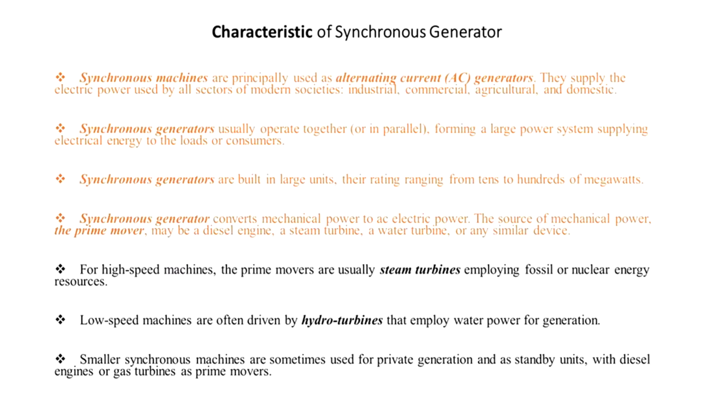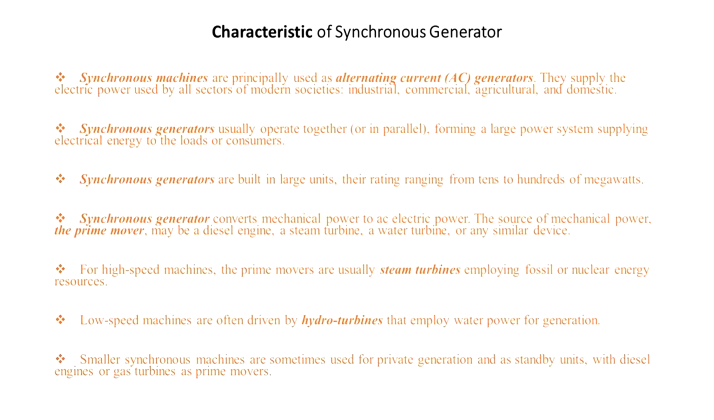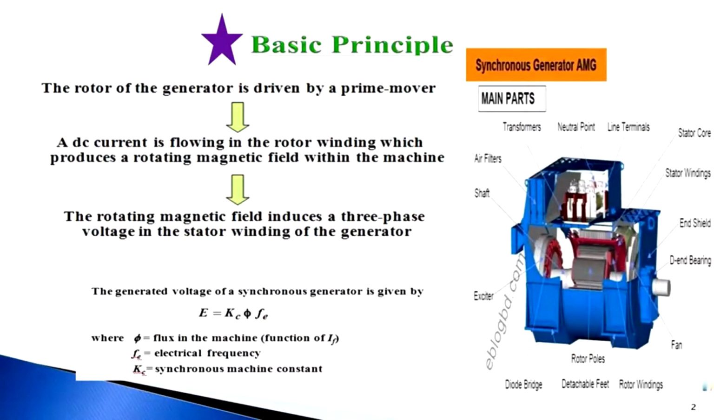A synchronous generator converts mechanical power to AC electric power. The source of mechanical power, the prime mover, may be a diesel engine, a steam turbine, a water turbine, or any similar device. For high-speed machines, the prime movers are usually steam turbines employing fossil or nuclear energy resources. Low-speed machines are often driven by hydro turbines that employ water power for generation. Smaller synchronous machines are sometimes used for private generation and as standby units, with diesel engines or gas turbines as prime movers. This is the diagram of the basic principle of synchronous generators.